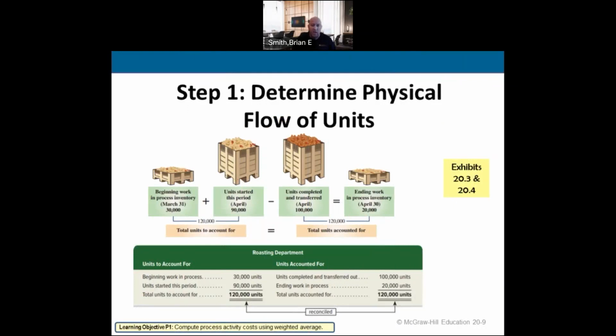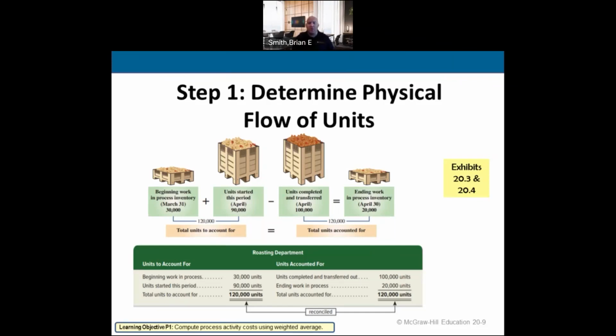Then we're going to look at the other side: the units completed and transferred out, 100,000 units, and ending work in process, what we have left over that will be our beginning inventory in the next accounting period, which is 20,000. What we need to do is make sure that we've accounted for all of the units we were supposed to account for. So basically our ending inventory plus the units transferred out should equal our beginning work in process plus our units started for the period.